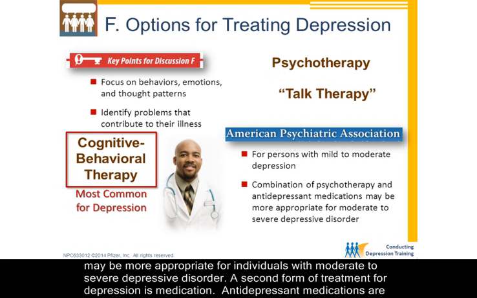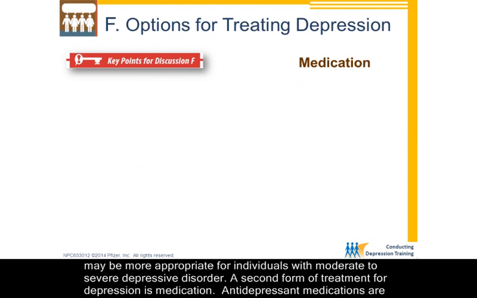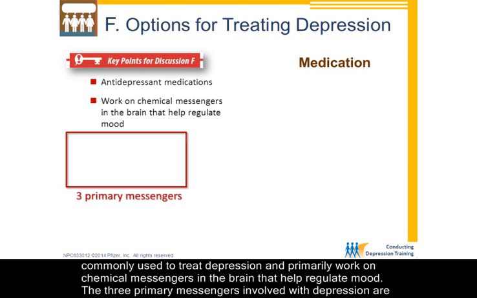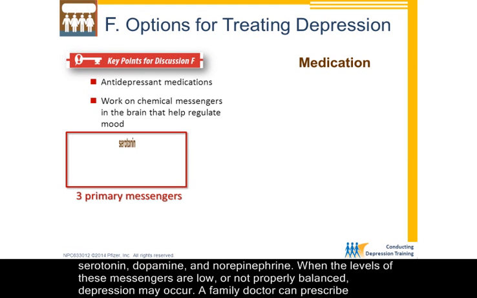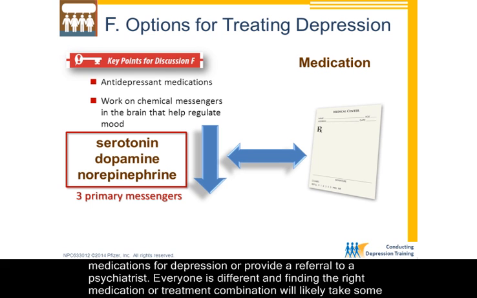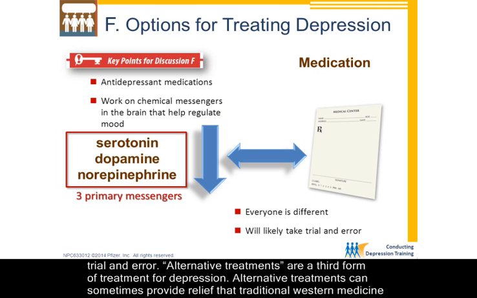A second form of treatment for depression is medication. Antidepressant medications are commonly used to treat depression and primarily work on chemical messengers in the brain that help regulate mood. The three primary messengers involved with depression are serotonin, dopamine, and norepinephrine. When the levels of these messengers are low or not properly balanced, depression may occur. A family doctor can prescribe medications for depression or provide a referral to a psychiatrist. Everyone is different, and finding the right medication or treatment combination will likely take some trial and error.